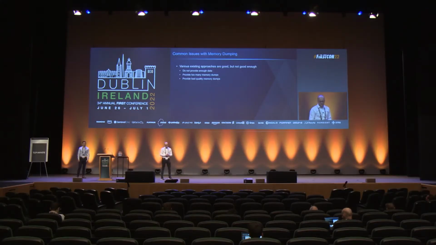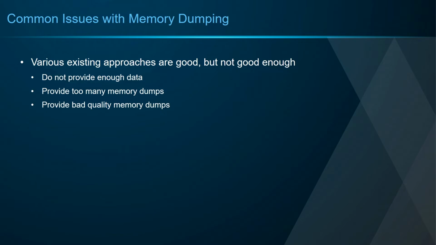So to summarize the issues we have with various existing approaches: they are good, we still use them, and we are happy that they are there. But in a lot of cases, they are just not good enough. So there must be more. As mentioned before, we could end up with the issue that there is just not enough data, so we miss some important things. Or we could have too much data, so we have lots of memory dumps. We need to manually investigate them, which is time-consuming, and we don't want to do that.